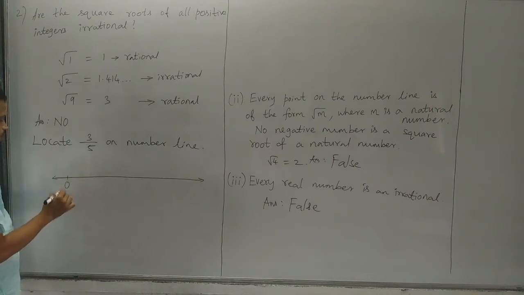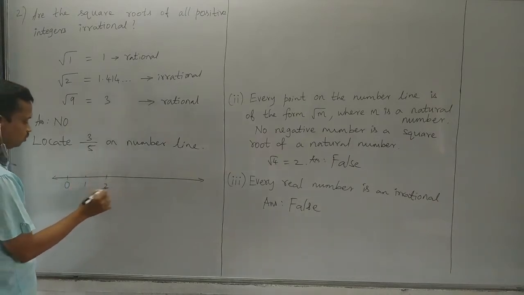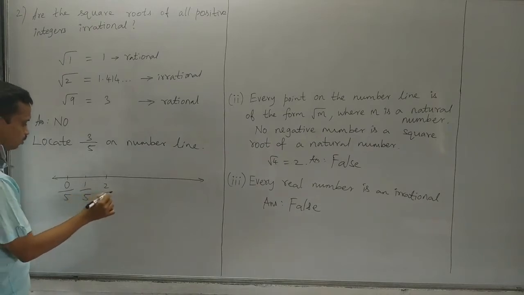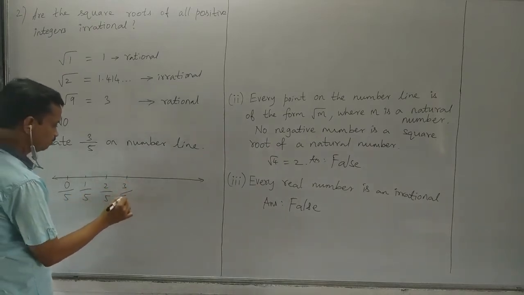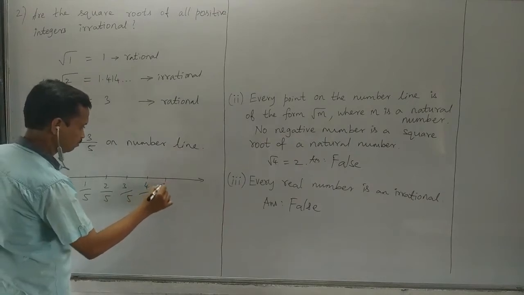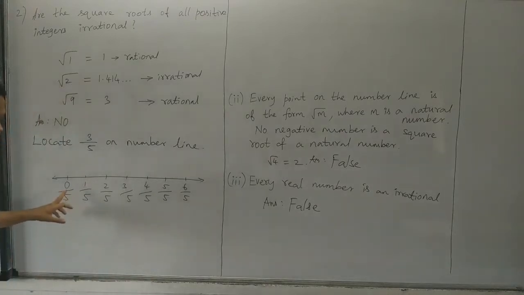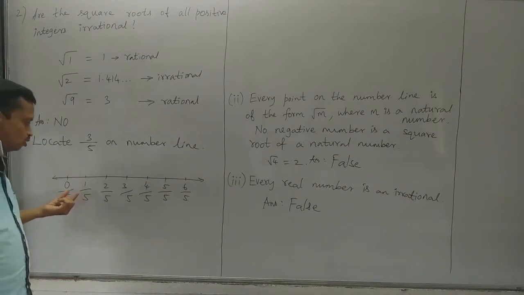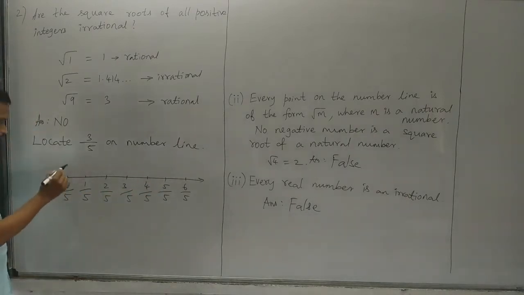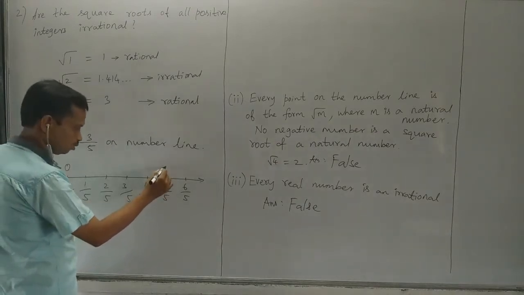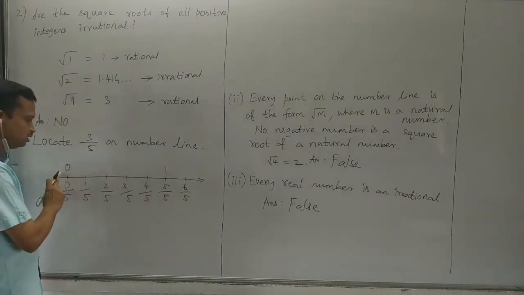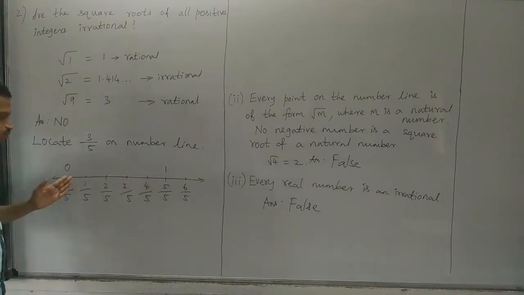And from 0, it is a positive number. So, from 0, you can mark 0 by 5, 1 by 5, 2 by 5, 3 by 5, 4 by 5, 5 by 5, 6 by 5, like that. You can get them with equal parts, that is 1 centimeter gap, 1 centimeter measure. We can note all the parts. And now 0 by 5 is what? 0. And 5 by 5 is what? 1. So between 0 and 1, we have made 5 equal parts.